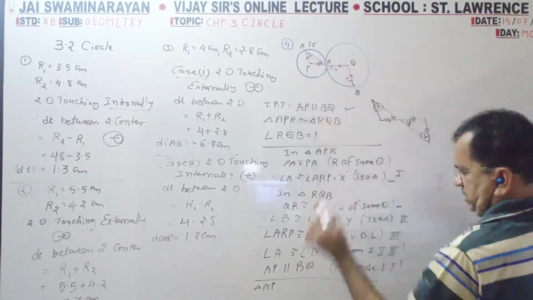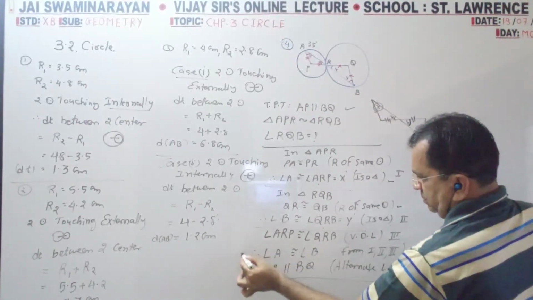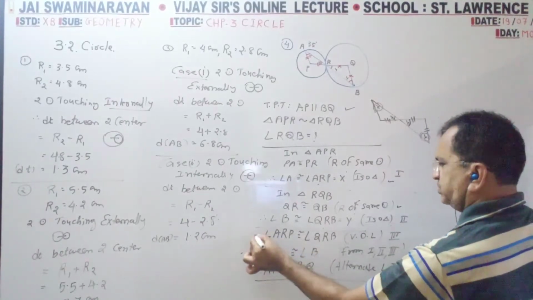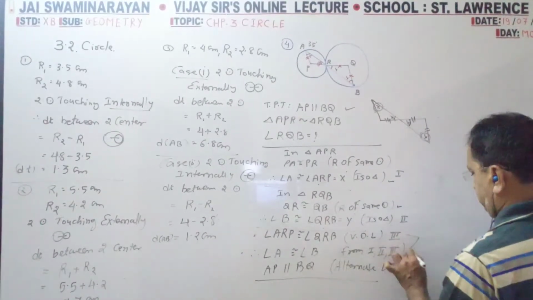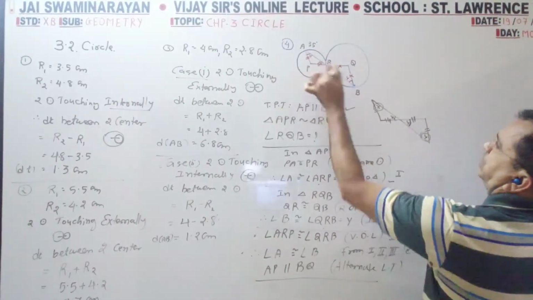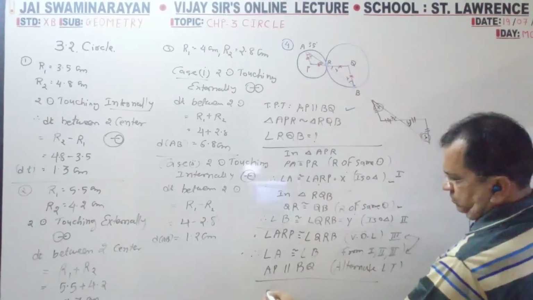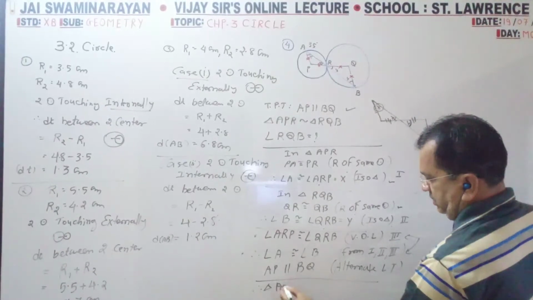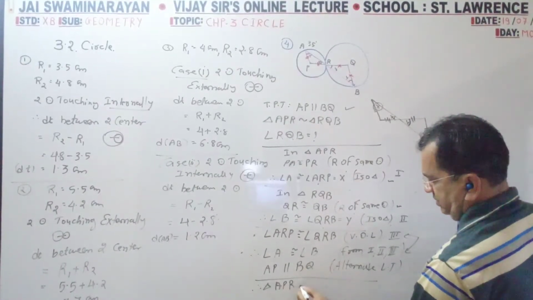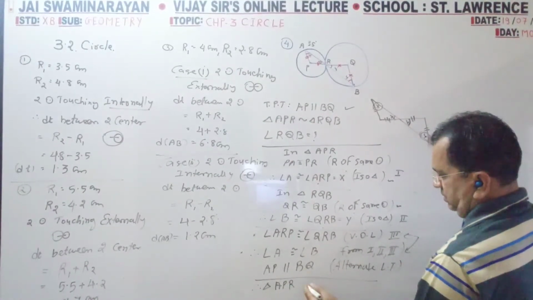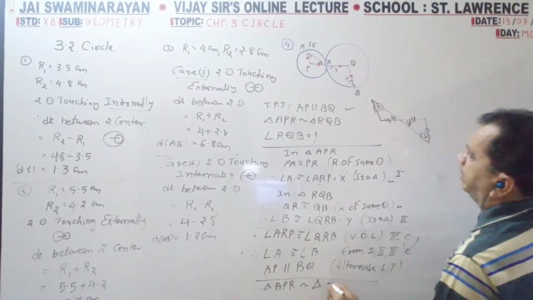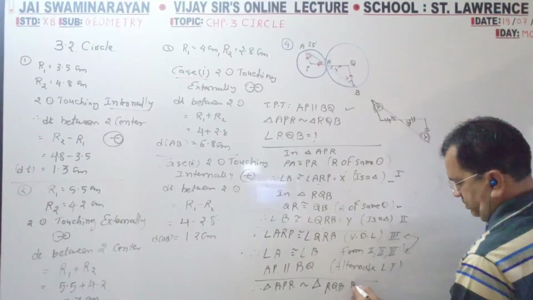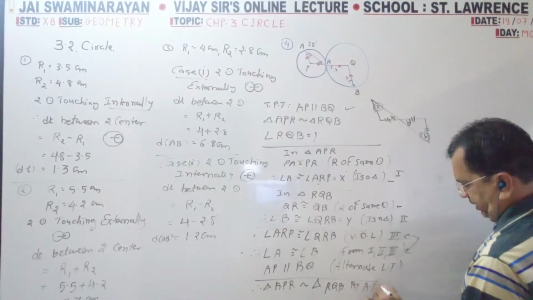Now this we have written, second pair we have written this. So this equal to this equal to this. So triangle APR is similar, not congruent, to triangle RQB by AA test.